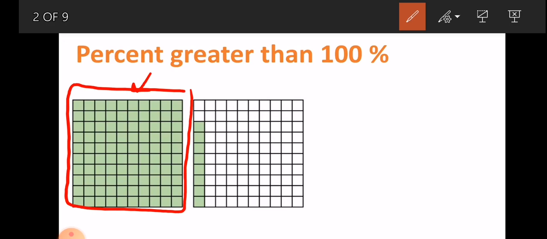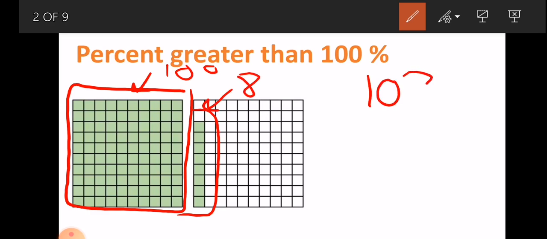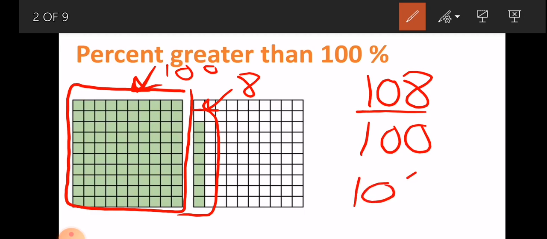Okay. If I have still extra, I have more squares colored. Can you see them here? So now what will be the percent? I have here 100 and I have here 8 more. So totally I have 108 colored. And my shape is divided into how many parts? Divided into 100 equal parts. So I have 108 from the 100 colored, which is 108%.